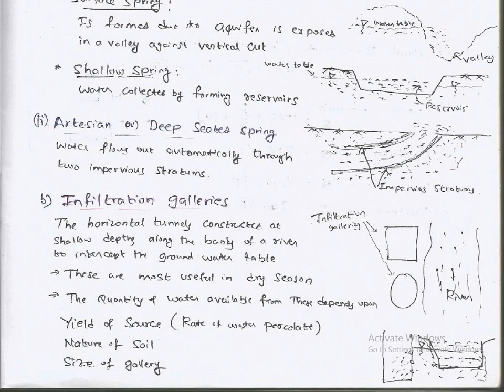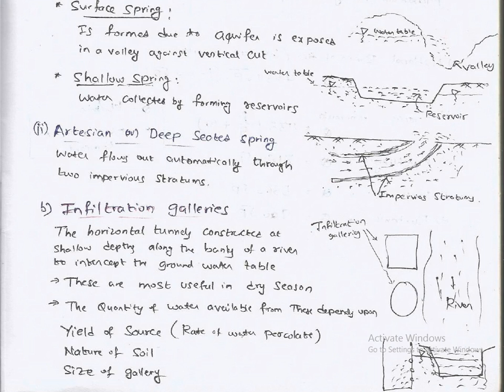Surface spring. It forms when the aquifer is exposed to the valley against the vertical cut, as shown in the figure. Shallow spring. The water collects by forming reservoirs. Water table, reservoir. Artesian or deep springs: water flows out automatically, although two impervious strata are present, as shown in the figure.